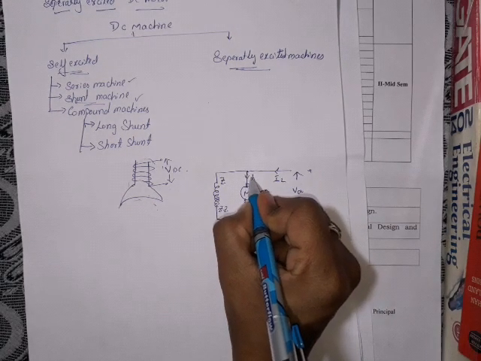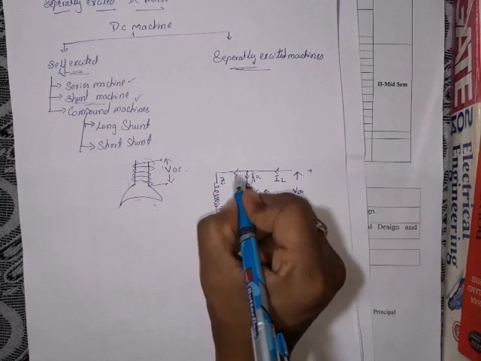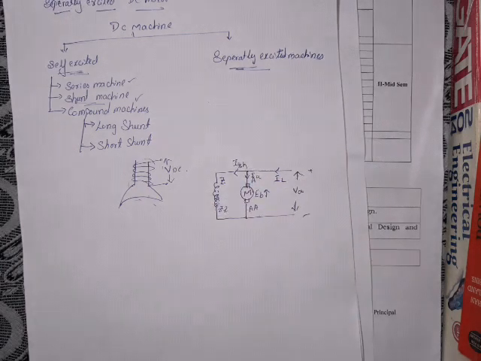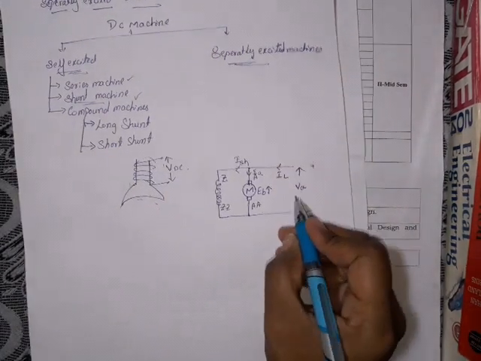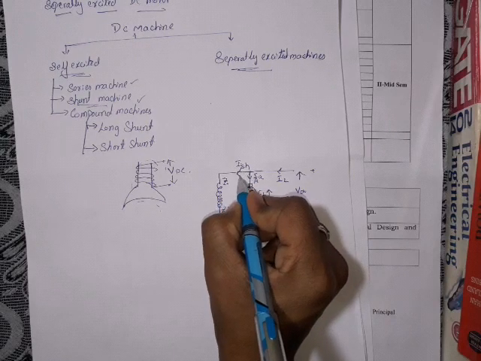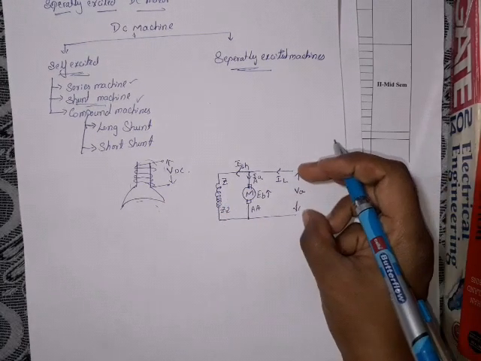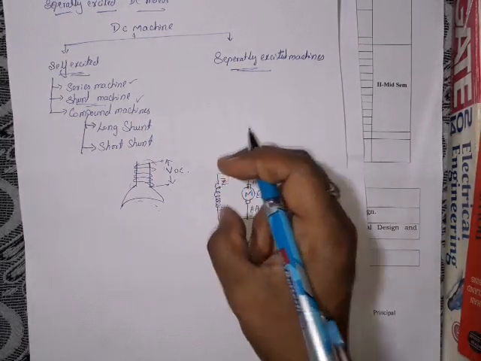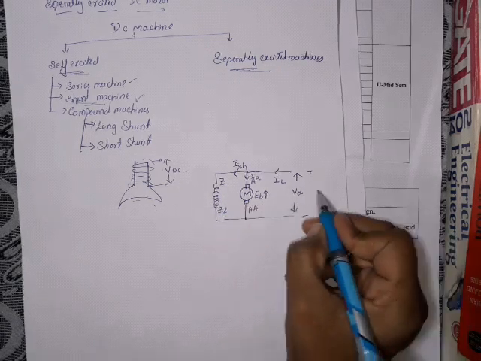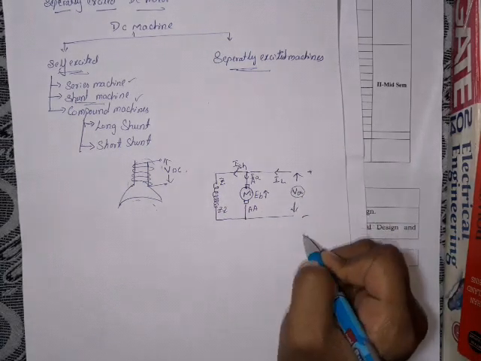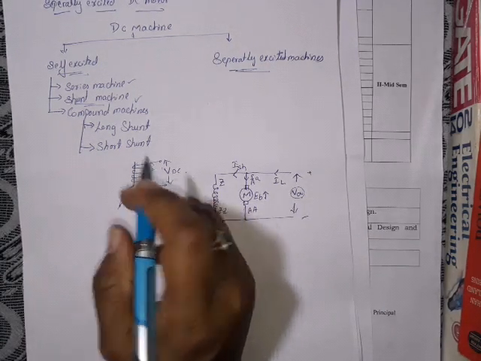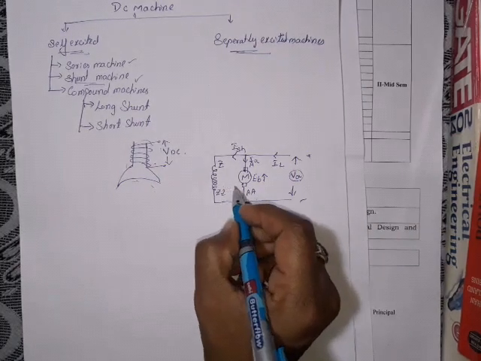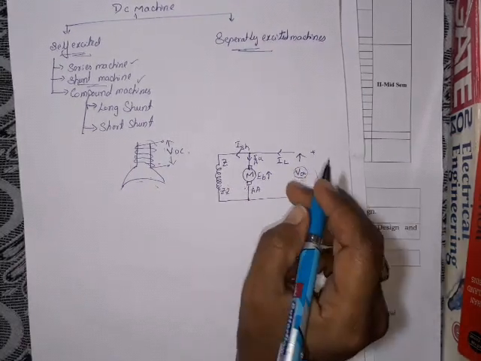Now your armature is going to take the current, that is IA, and your field winding is going to take the current ISH. Right? So why is this current ISH flowing here? Because we applied the voltage here. To excite armature and field winding, we are giving a common excitation. For field winding, we are not giving separate supply. For armature, we are not giving separate supply. For both field and armature, we are giving the same supply.